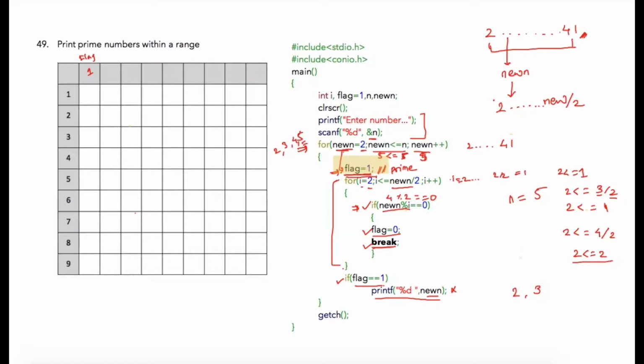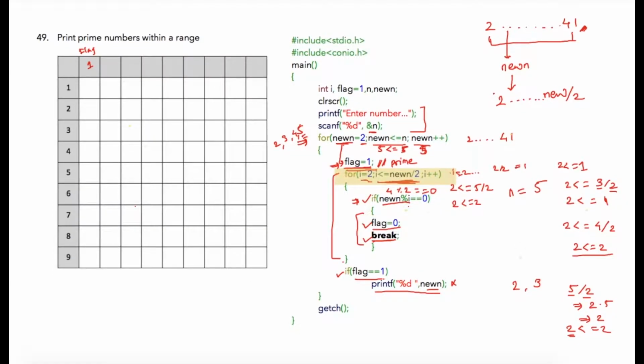Flag is again initialized to 1, and then in the second for loop, the condition will be checked as new n, which is 5, divided by 2, that is equal to 2. Because these both are integers, the output will be an integer. Technically the division is 2.5, but the compiler will consider 2 as the output, so the condition will be 2 less than or equal to new n divided by 5 by 2, which evaluates to 2 less than or equal to 2, a true condition. Inside the second for loop, the compiler will check whether new n, which is 5, is divisible by 2, which is false, so this part will not be executed.